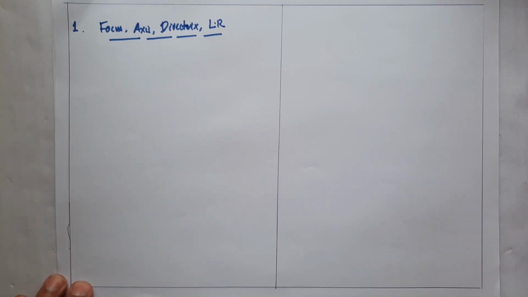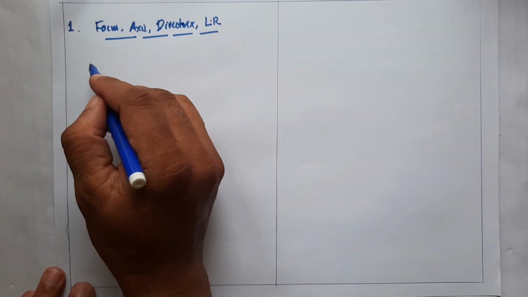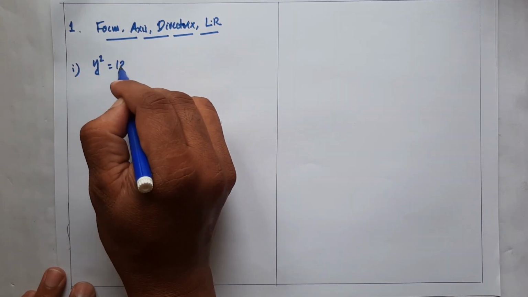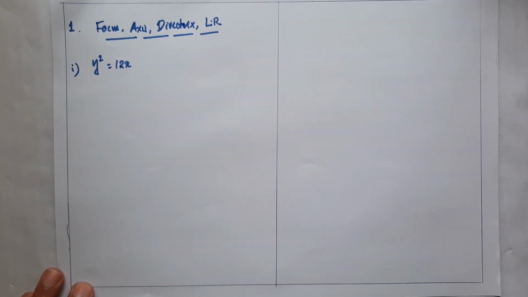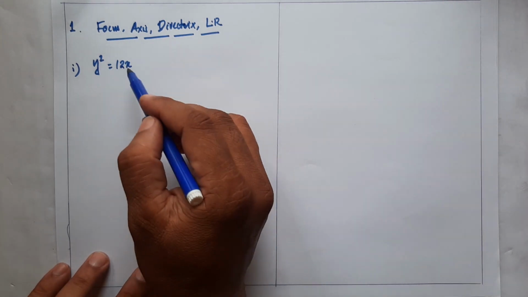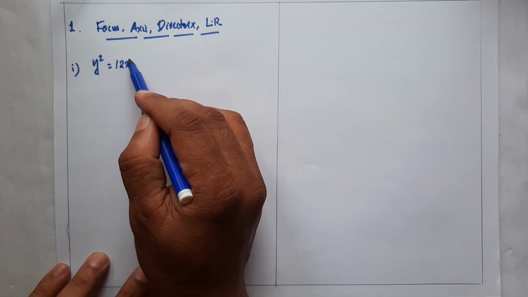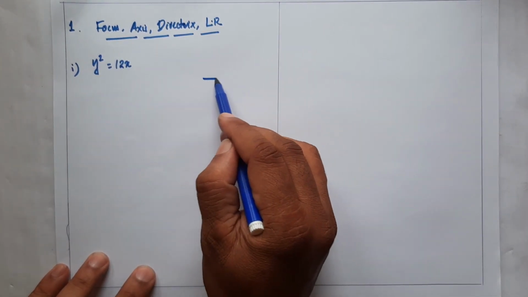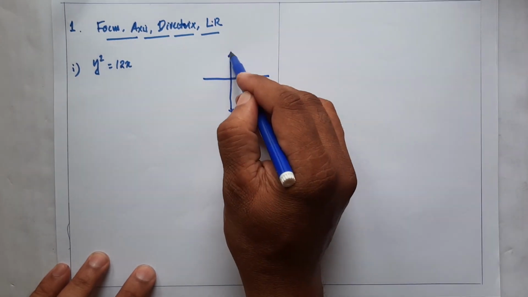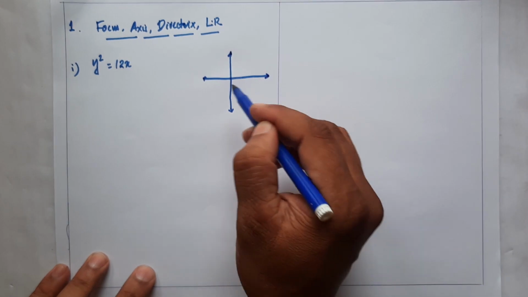Our first question is y square equal to 12x. First of all, we form a rough figure. Y square equal to 4ax, you know, is symmetric about the x-axis, positive side. So you plot the rough figure here. X-axis symmetry.